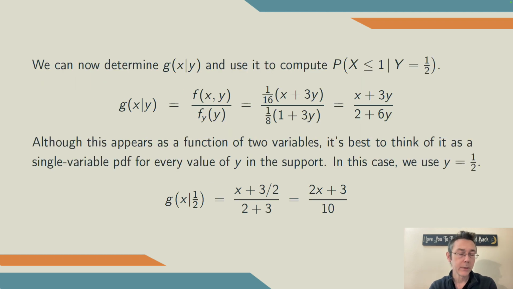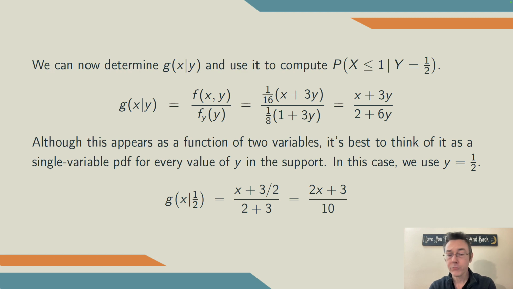So now we can determine the conditional probability distributions. We can get g of x given y by taking f of x comma y, which we are given at the very start of this problem, divided by f sub y of y, which we just computed. With a little bit of simplification, a little bit of arithmetic, we get that the conditional probability distribution of x given y is (x plus 3y) over (2 plus 6y).